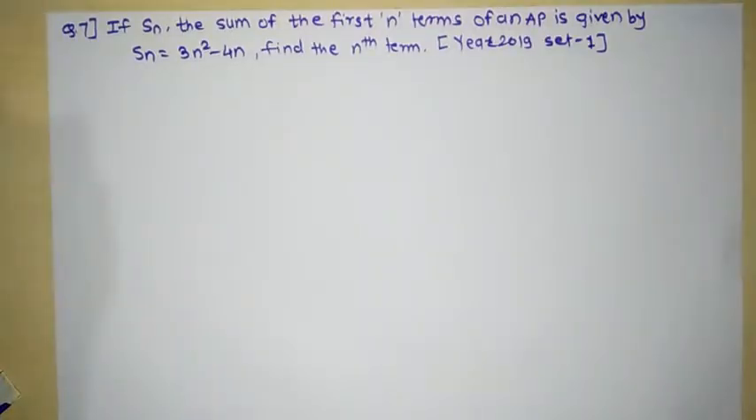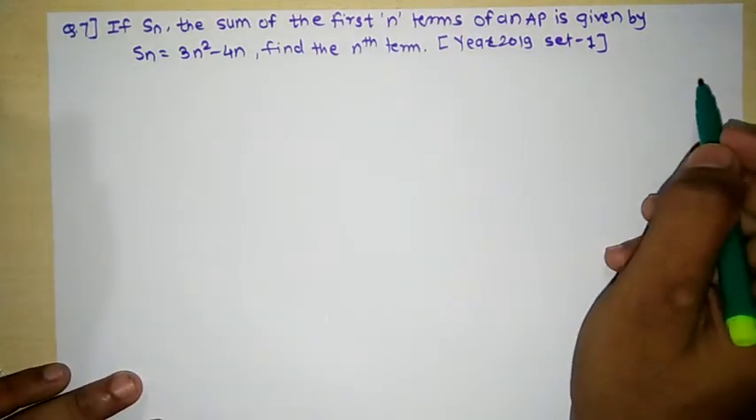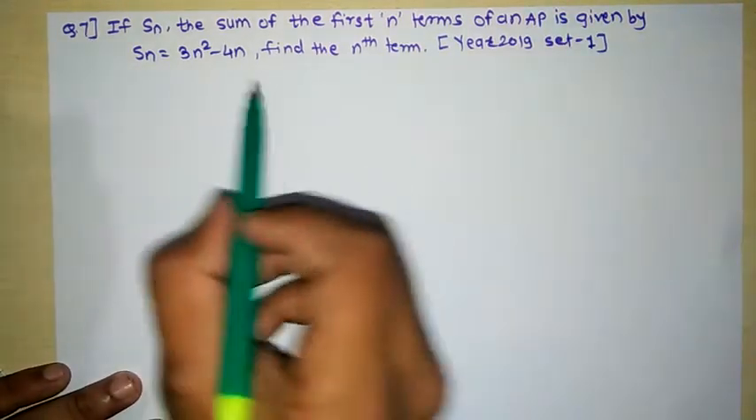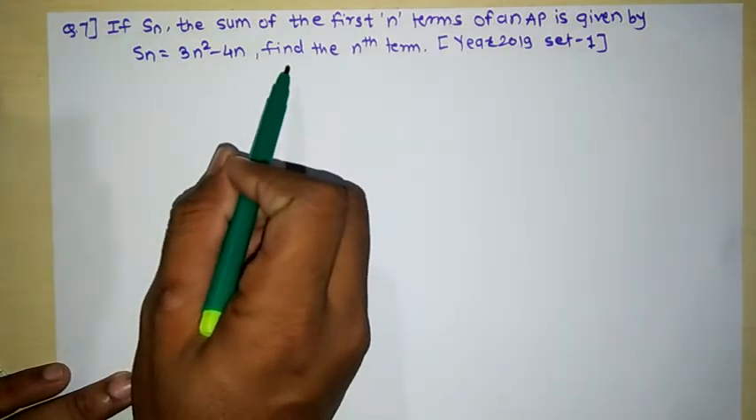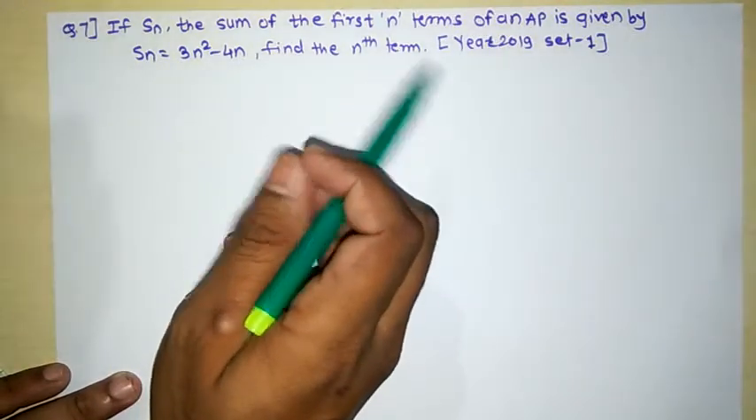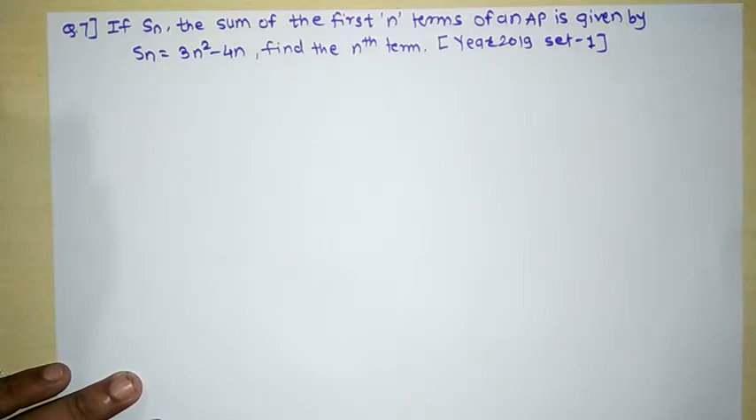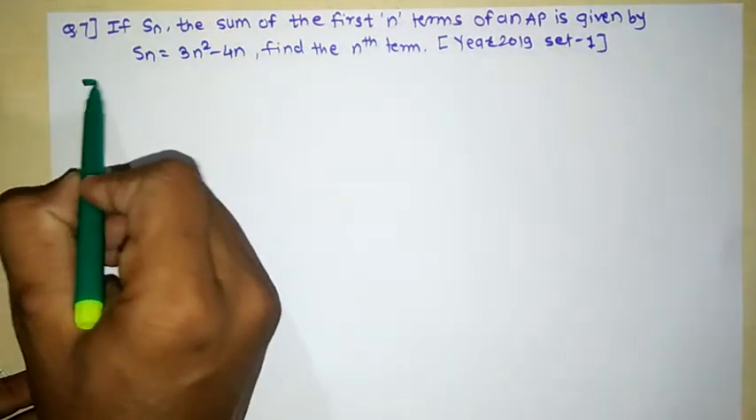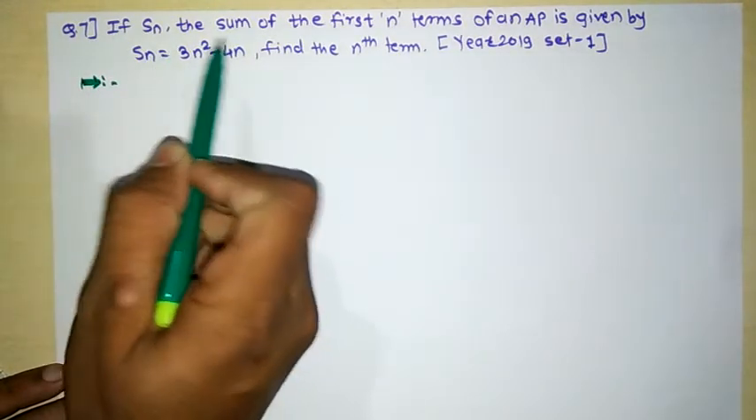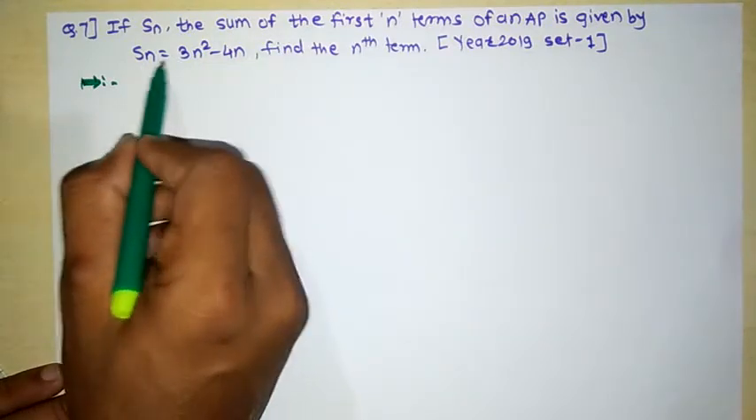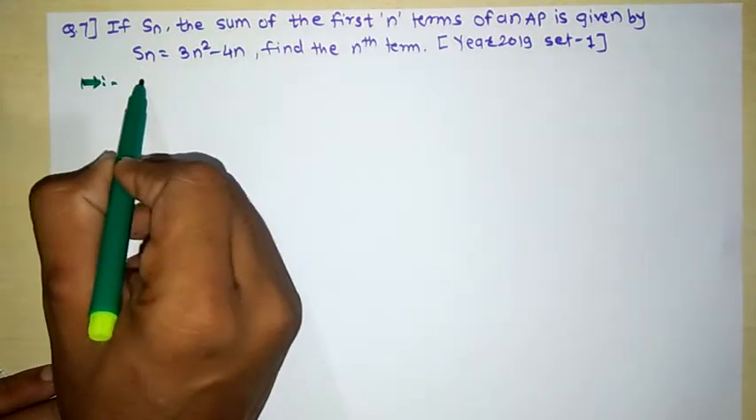Now we will see question number 7. See here in question number 7 what is asked. If Sn, that is the sum of the first n terms of the AP, is given as Sn is equal to 3n square minus 4n, we have to find here the nth term. It is asked in the year 2019 set number 1. See here the solution. Here already given, the sum of the n terms is given by Sn is equal to 3n square minus 4n.